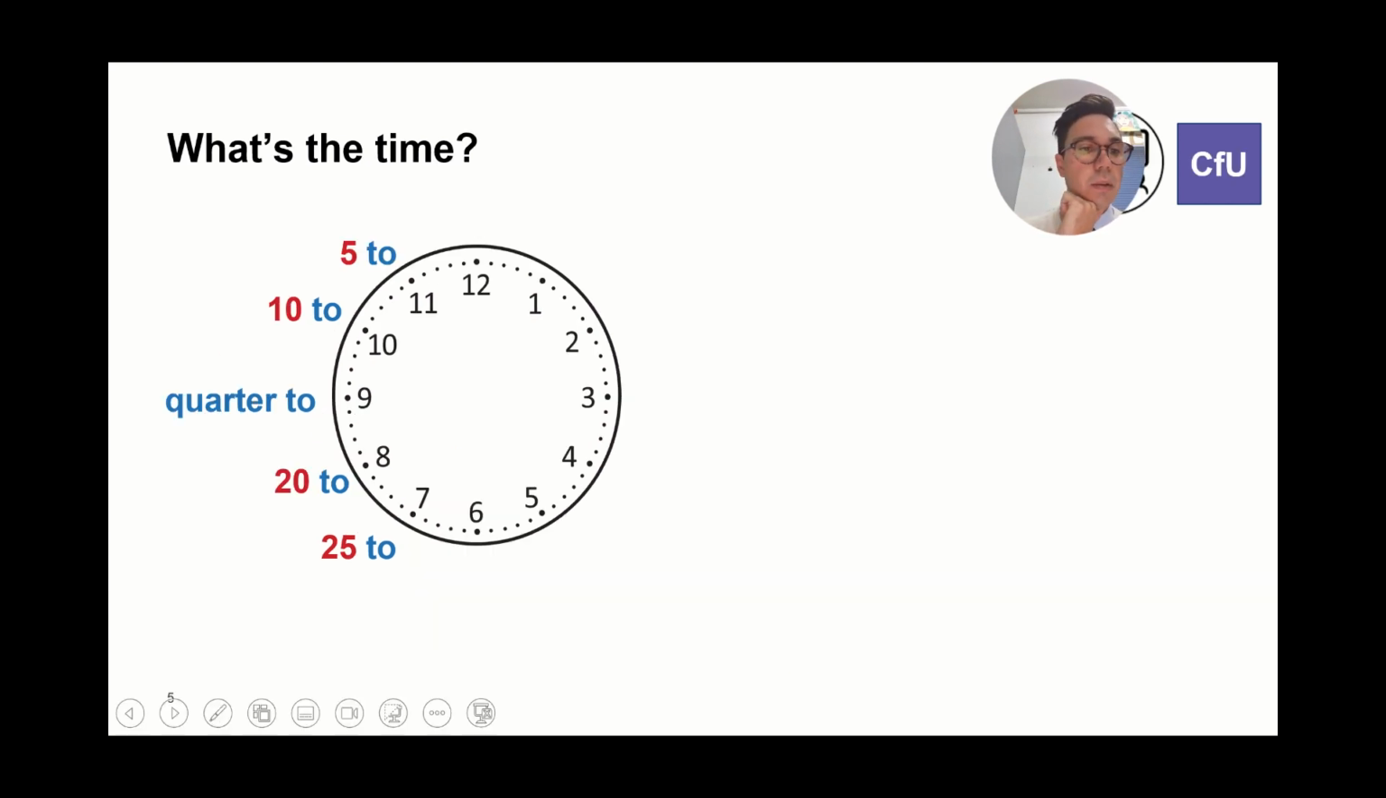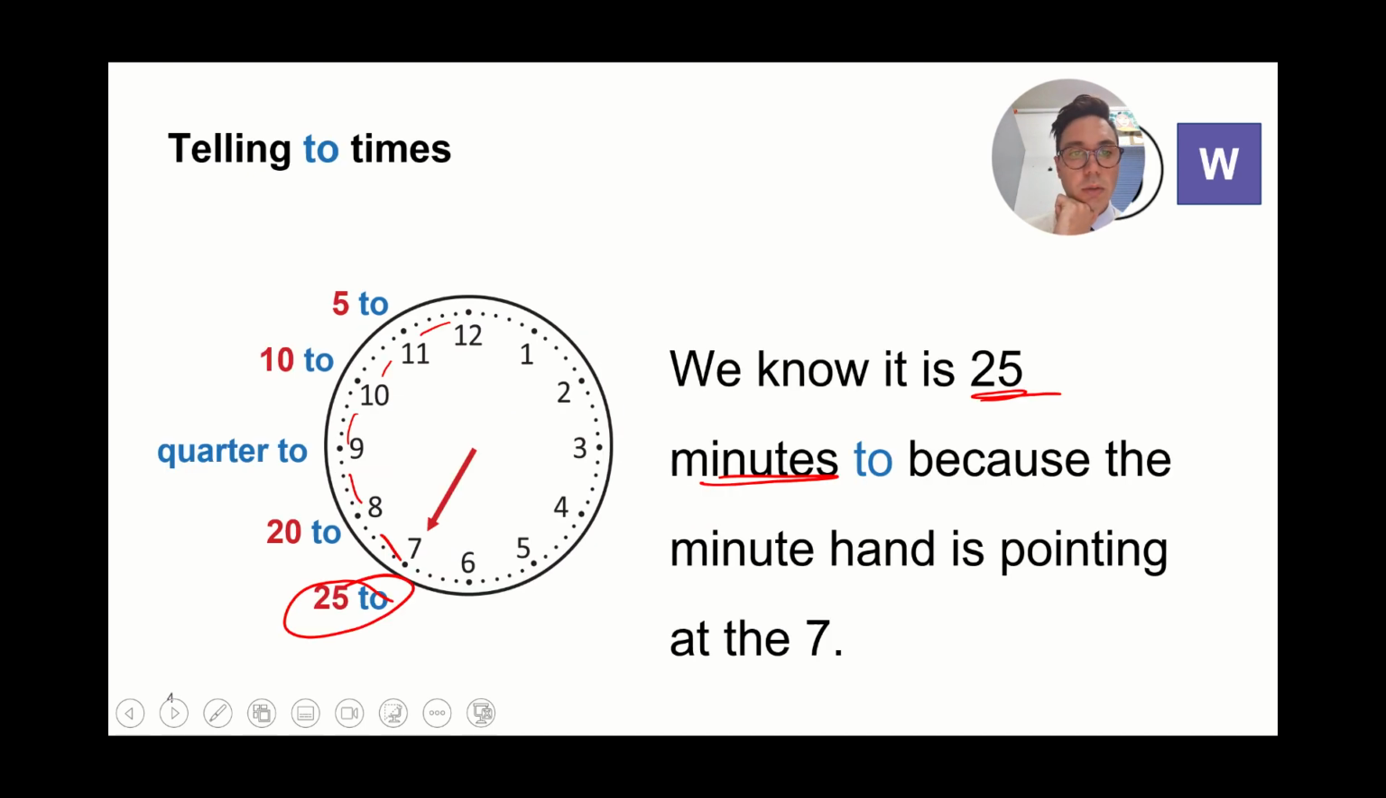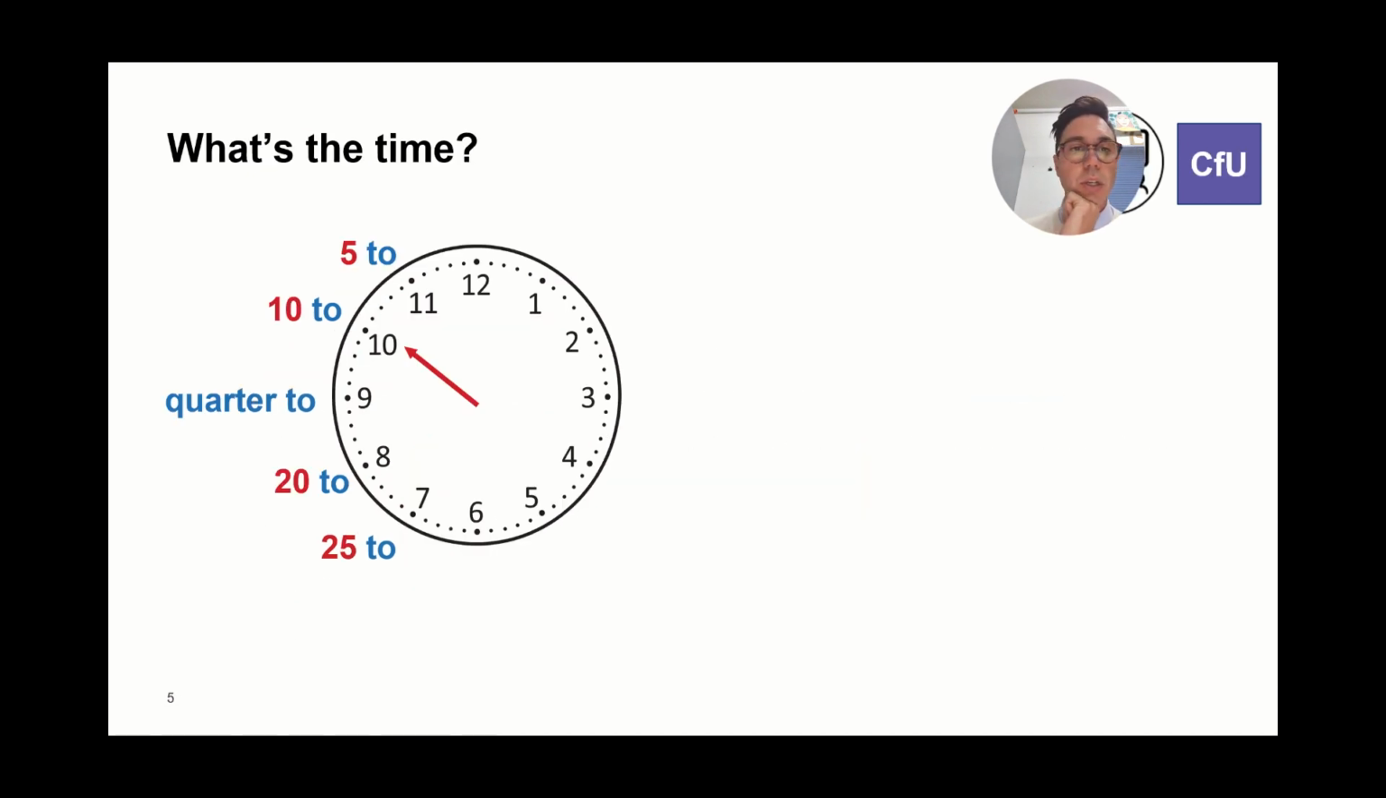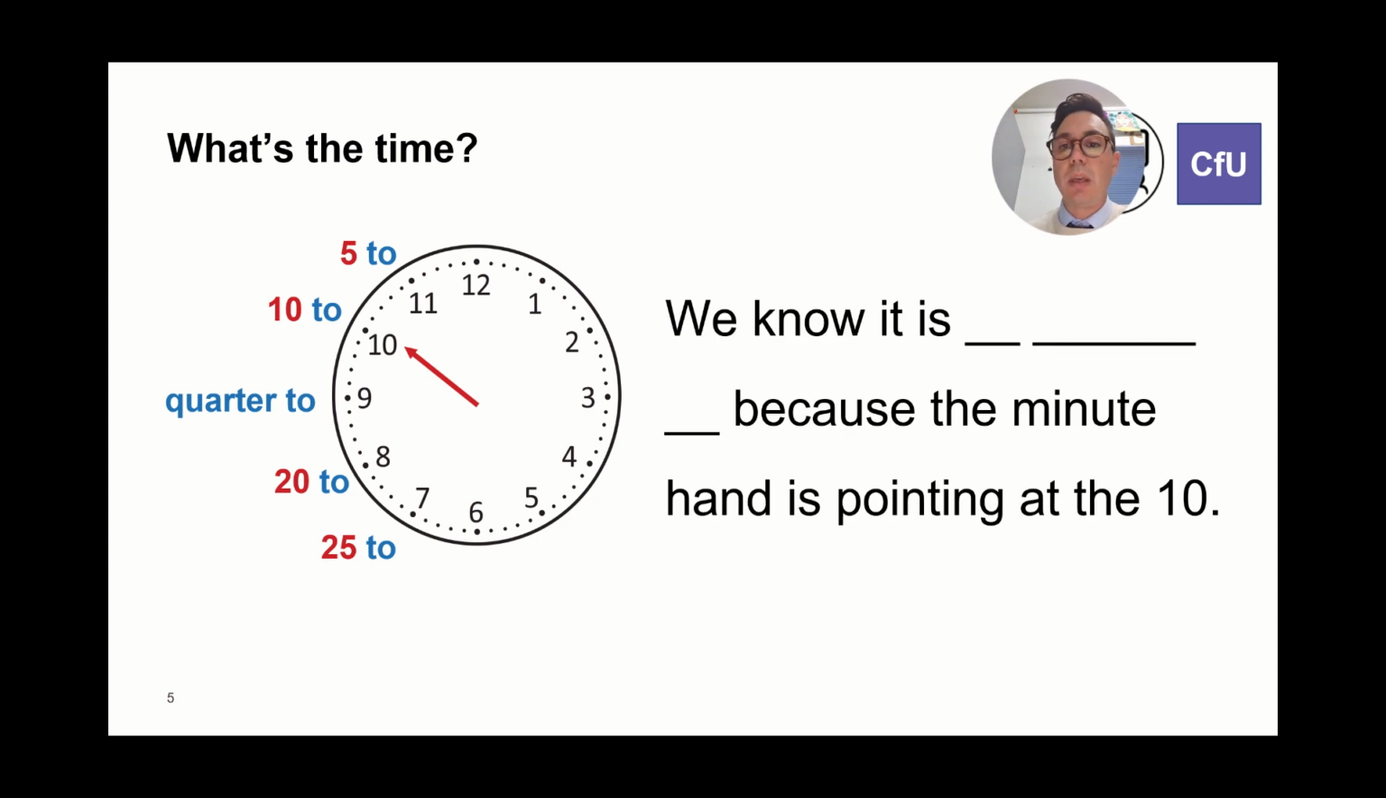So your turn to check. What is the time? On your sheet, I want you to write down what the time is. Don't worry about the hour, just how many minutes to. Pause the video and do that now. Well done. Okay, we know it is 10 minutes to, because the minute hand is pointing at the 10. And we've got it written right here. It is 10 minutes to.